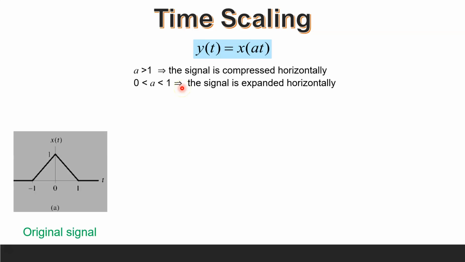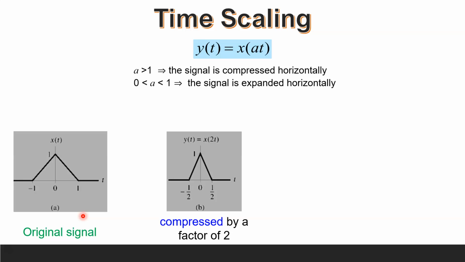Let's have a look at an example here. Let's say this is your original signal, which is a unit triangular signal. If the time is scaled by 2, as shown here, it means that your signal is compressed by a factor of 2. You can see that it becomes smaller, the width of the signal becomes smaller, by half.